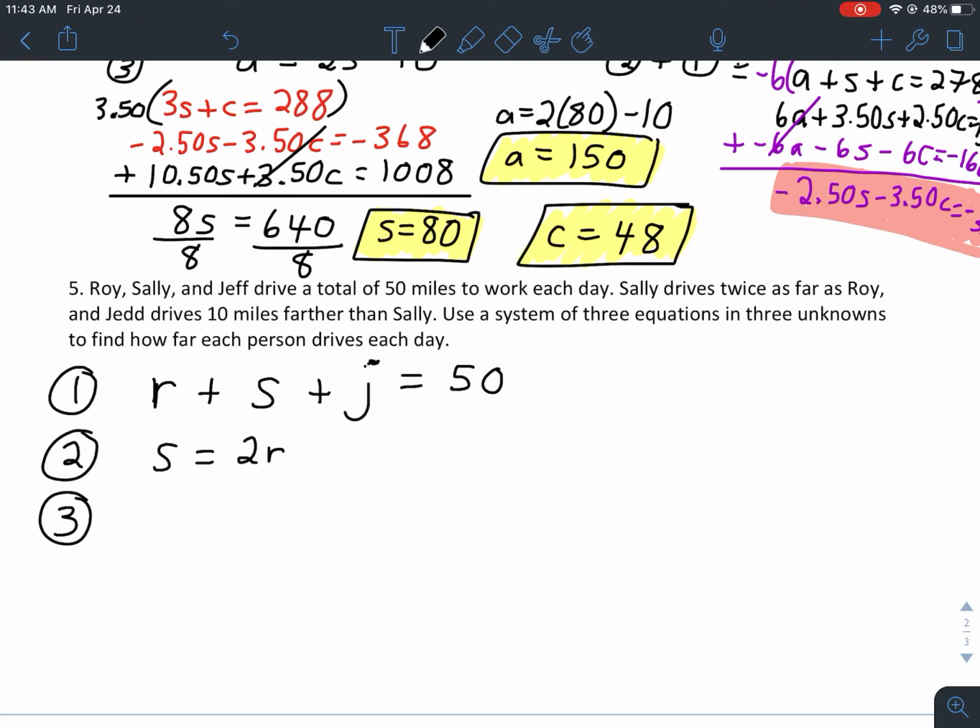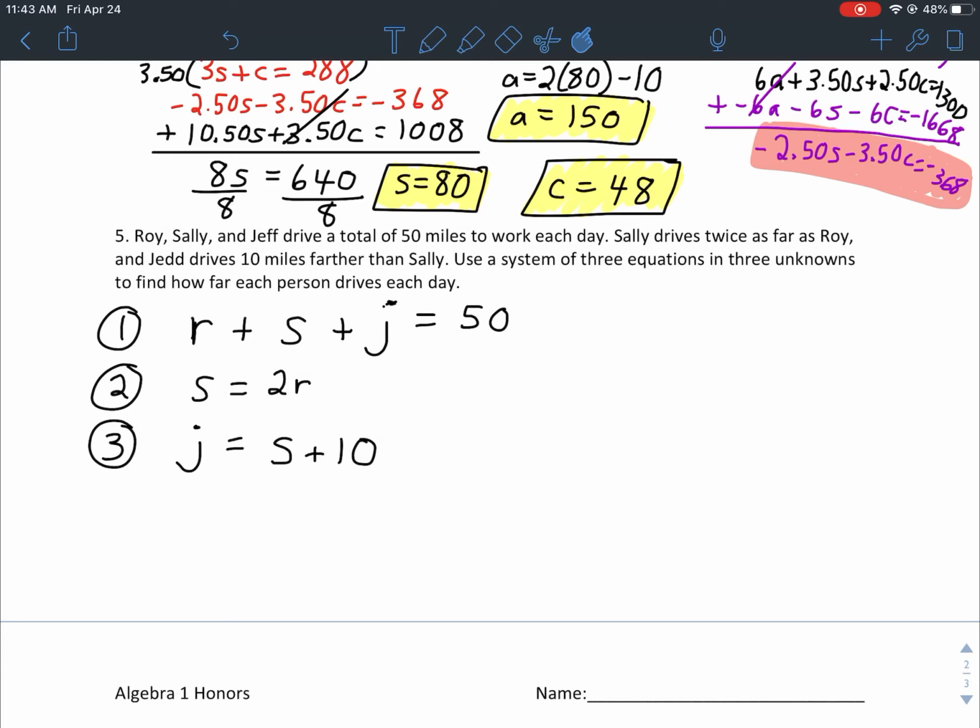And then our last equation here, Jed drives 10 miles farther than Sally. So there's a couple different ways you can do this one. But we have Jed, and he's driving 10 miles farther than Sally. So if he's driving, let's say, 20 miles, and how many would Sally be driving? Well, if Jed's driving 10 miles further, she would be driving 10. What do we have to add to Sally's to make it equal to Jed's? We would have to add 10. So there's our equation there.